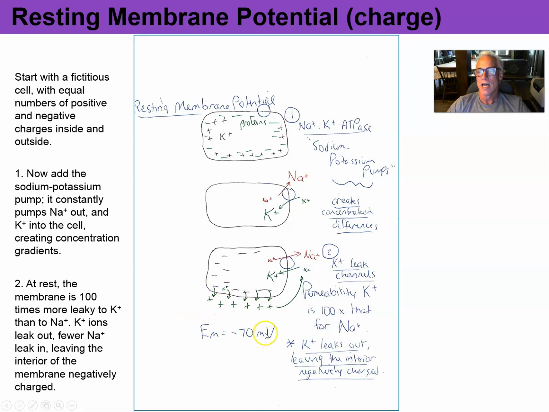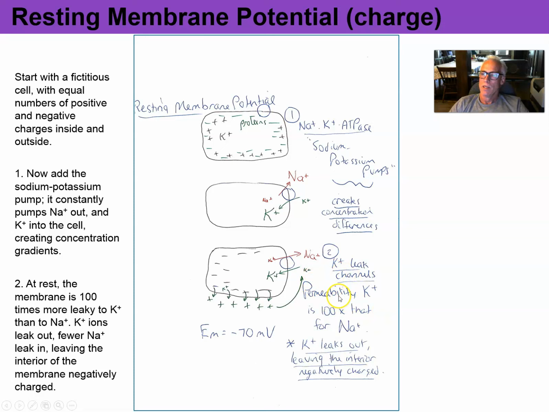If we measure the actual value of that charge, how much charge is there across the membrane? Charge difference is measured in volts, and it's minus 70 millivolts, meaning minus charge inside. That's a significant charge separation or difference across the membrane. That's what we mean by a resting membrane potential.